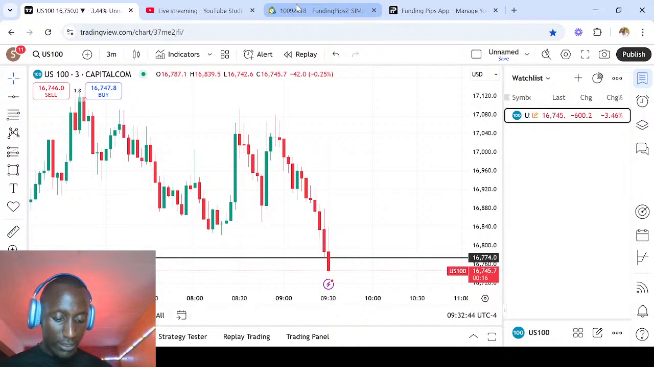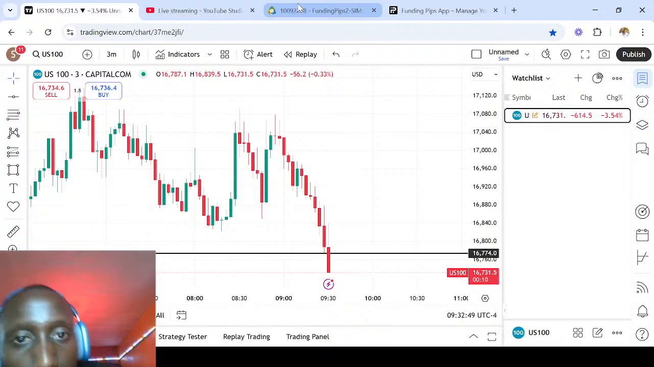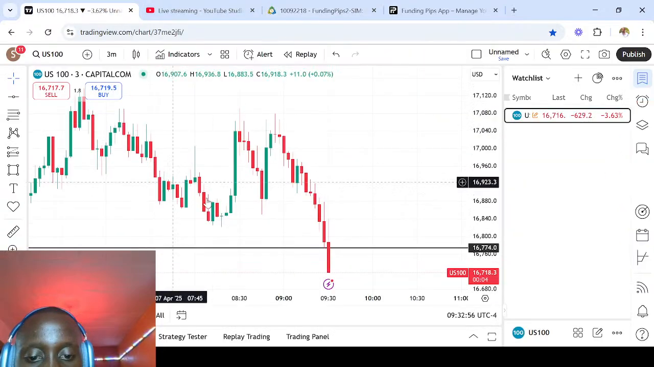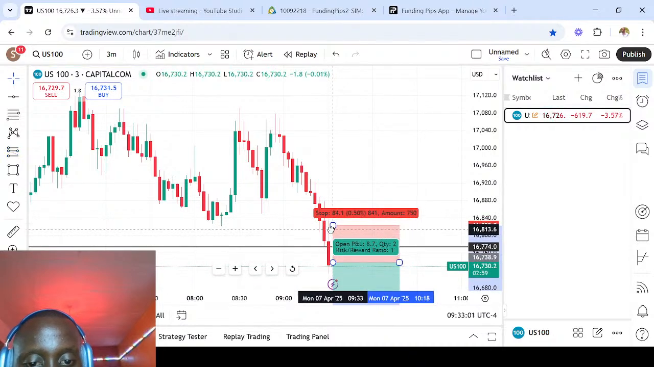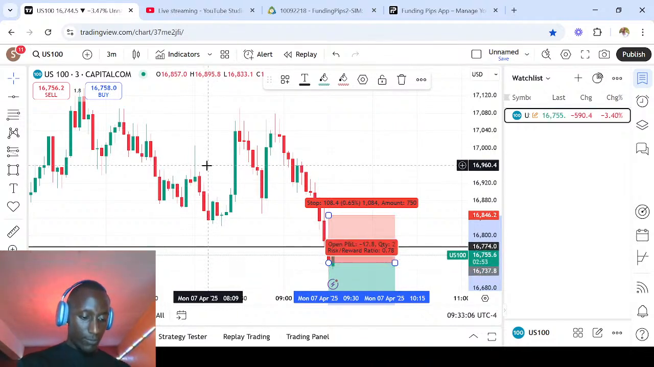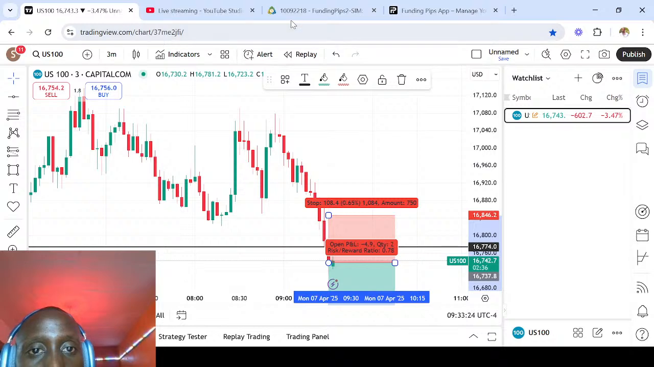Okay, so US 100, we are looking to sell. Stop loss is above that candle, which is 19,846.